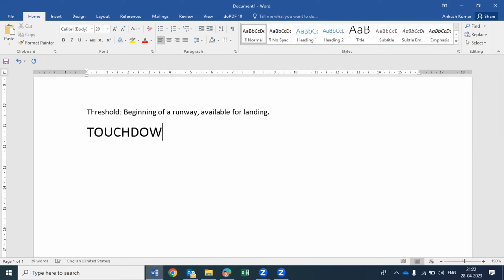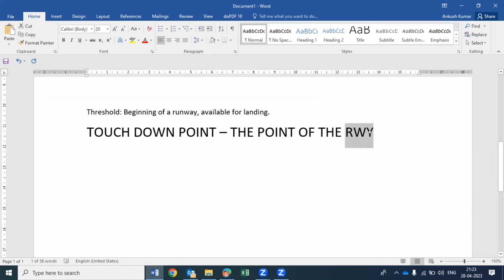Then one more thing comes: touchdown point. This is also the point on a runway on or ahead of that an aircraft can make landing. The point on the runway, RWY, this is the shortcut for runway. You can make a note, you need to use it every time.